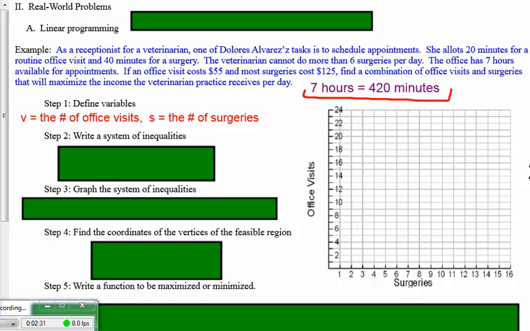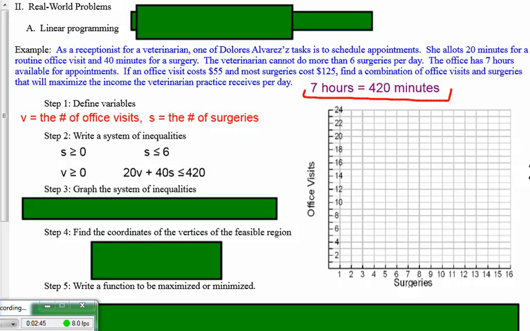Step 2 asks us then to write the system of inequalities. That might sound kind of weird at first, but really you're just taking the information given in the example and writing it into a mathematical format. If we move it aside, we'd say S and V both have to be greater than 0. S is greater than or equal to 0. V is greater than or equal to 0.